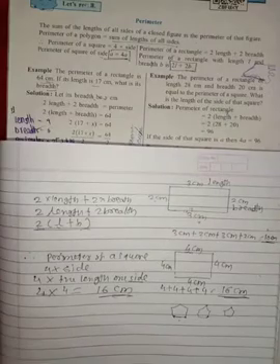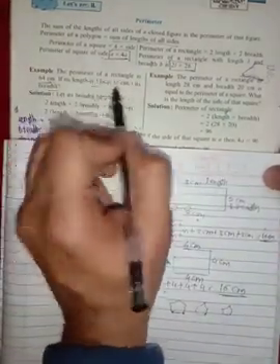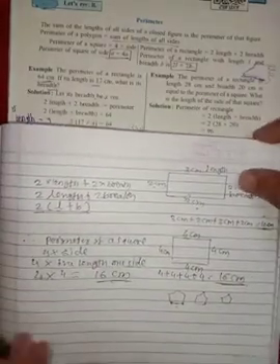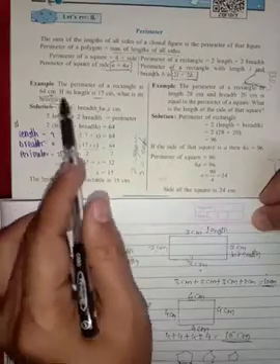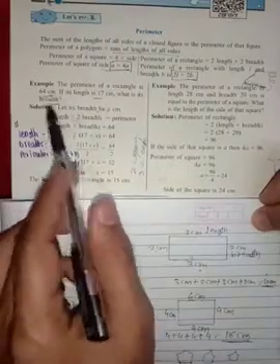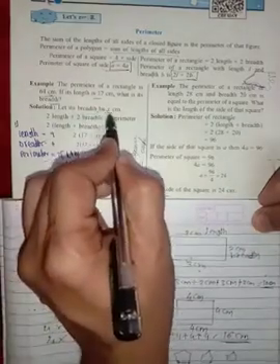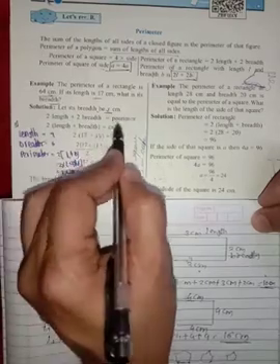The perimeter is given and the length is also given. So what is its breadth? Now let's find out the breadth. Look here, this is the solution of this example. Let its breadth be x cm. Suppose this is x cm, and we know the formula: 2 length plus 2 breadth equals perimeter.